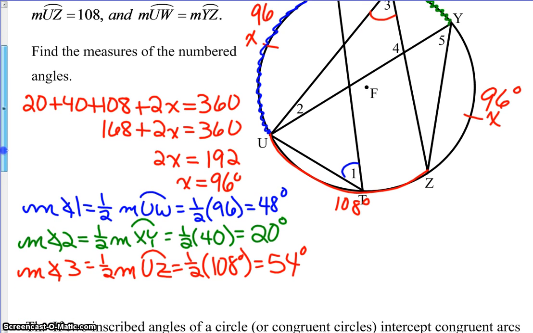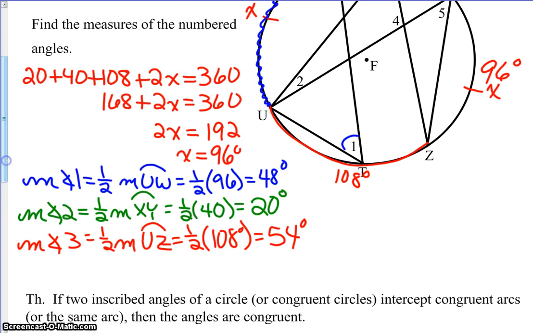And then I looked at angle 4 and said, uh-oh, angle 4 is not a central angle. Angle 4 is not an inscribed angle. I don't really know how to find it yet. Let's go on to angle 5 and then go back.